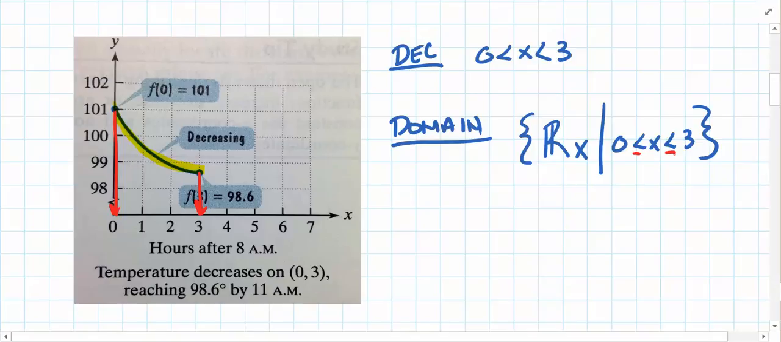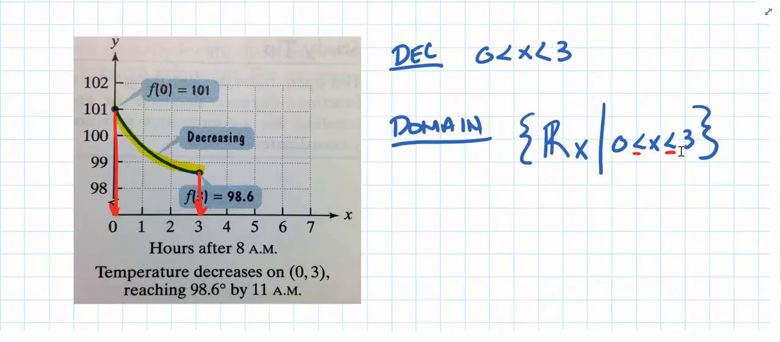For the domain, it's always going to be all real numbers x. Then you're always going to put the decreasing or the increasing, whatever the domain happens to be. It could be different. In this particular case, it just happens to be the decreasing. Since it's all real numbers, that includes the decimals, so it could be like 1.2. Correct. Absolutely.